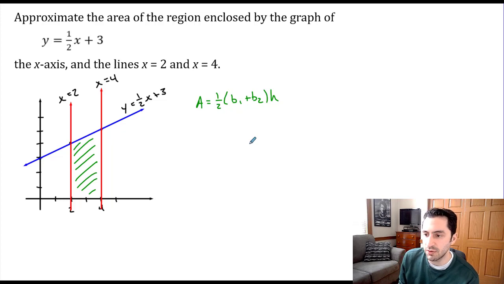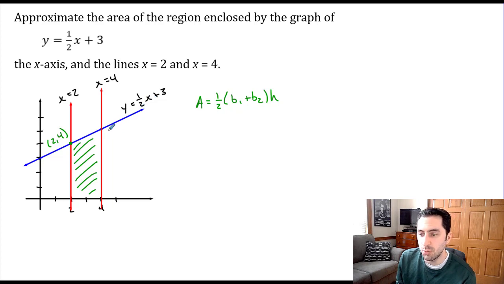we can compare to what the exact area is. So on the line, if I take a look at where the point is at x equals 2, we have 1/2 times 2 is 1, plus 3, so this is at the point (2, 4). And then at the other end of our interval at 4, we have 1/2 times 4 plus 3, so that's going to be 5. So this is at the point (4, 5).